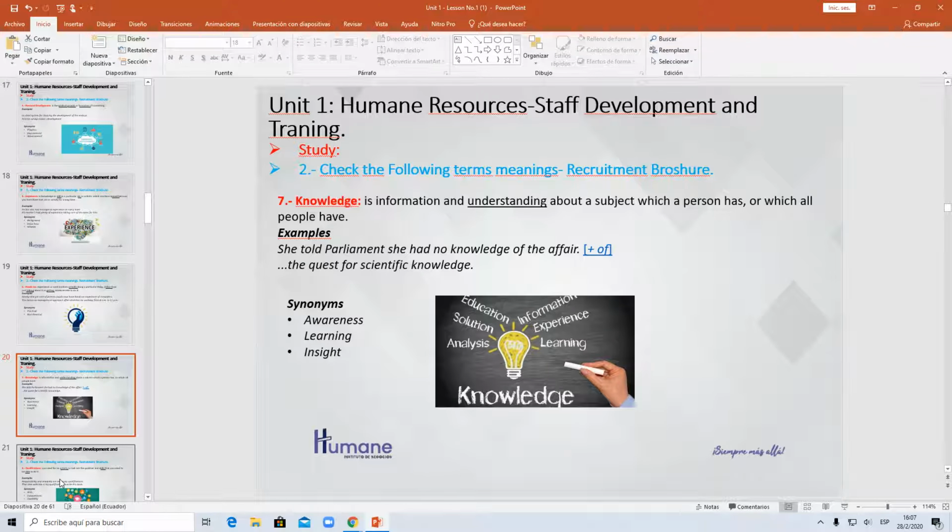When we're talking about knowledge, it's information and understanding about the subject which a person has or which all people have. Examples of sentences that use this term could be: she told Parliament she had a knowledge of the affair, and the quest for scientific knowledge. Words that are related to knowledge could be analysis, solutions, education, information, experience, and learning. Could also use terms like awareness, learning, and insights.